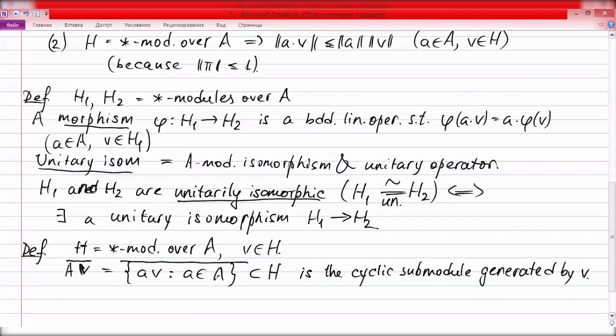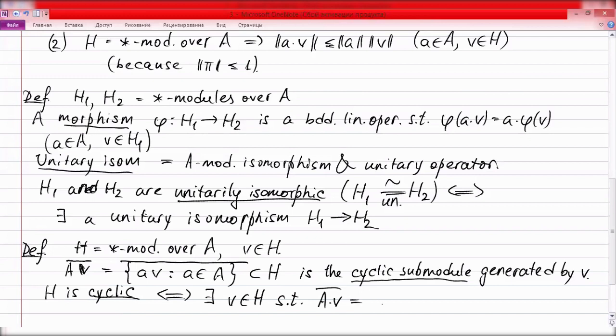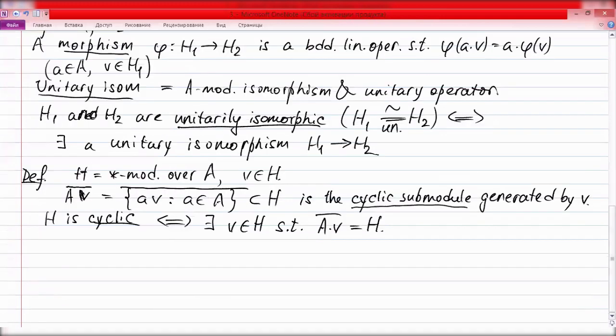So clearly this is the smallest closed submodule of H, which contains V. We say that the module H is cyclic if there exists an element V in H such that the cyclic submodule generated by V is the whole of H. And each such element V is called a cyclic vector for H.